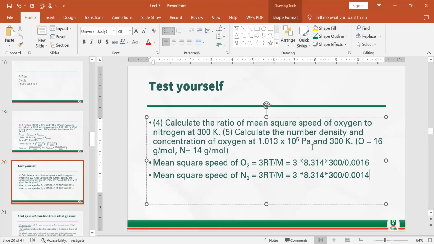So what is number density? Number density, N over V, is equal to what? P all over KT. K is the Boltzmann constant. So that is another way about that. K is equal to 1.38 times 10 raised to the power of minus 23. So that is what you get there.